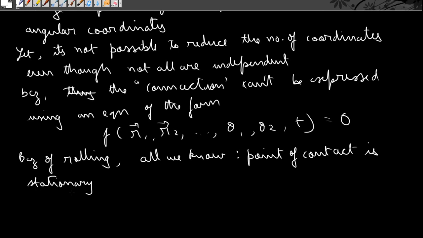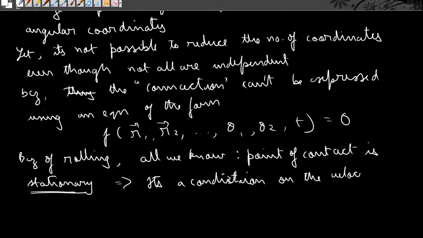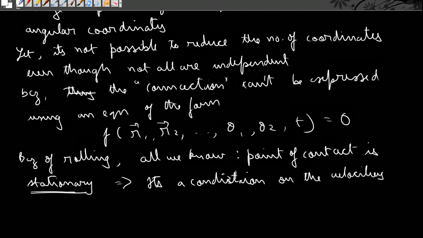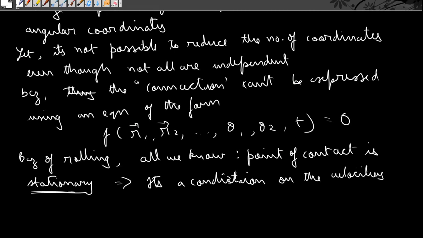Okay, so by stationary, it implies that it's a condition on the velocities, because the velocity must be 0. So there is a condition on the velocity, okay? And since velocity is defined as the derivative of the position with respect to time, this becomes a differential condition.